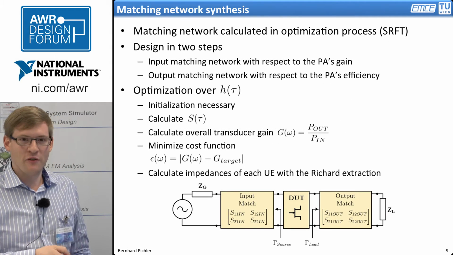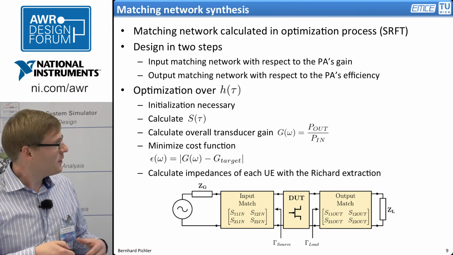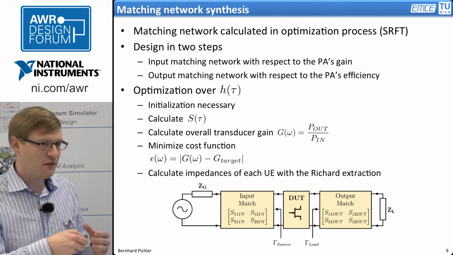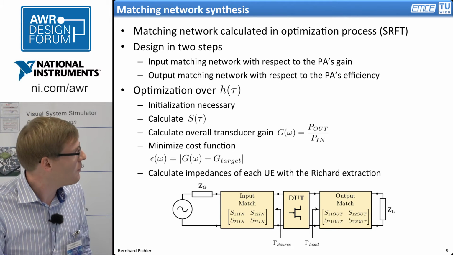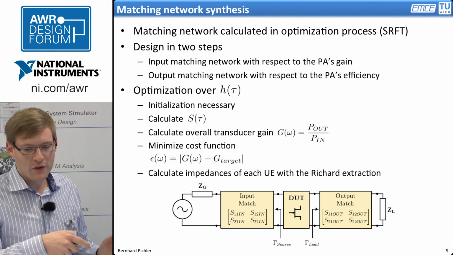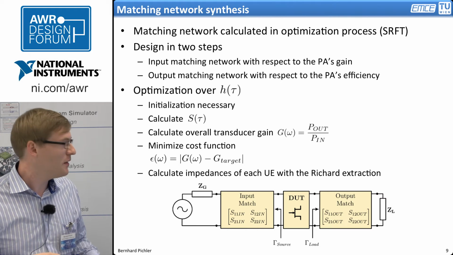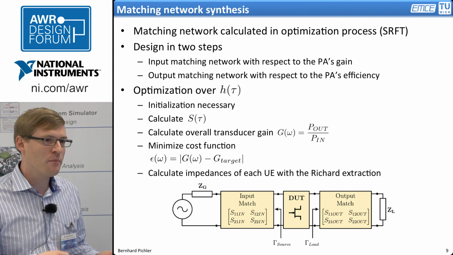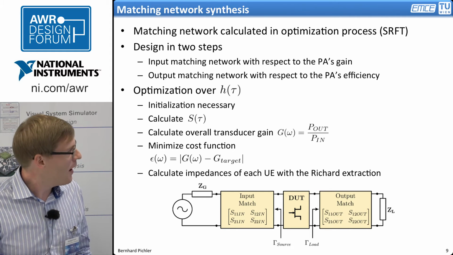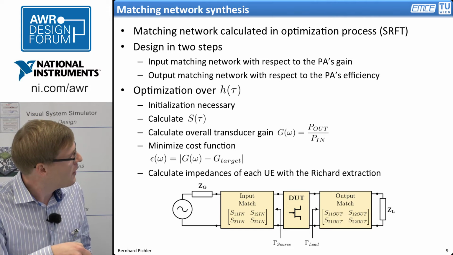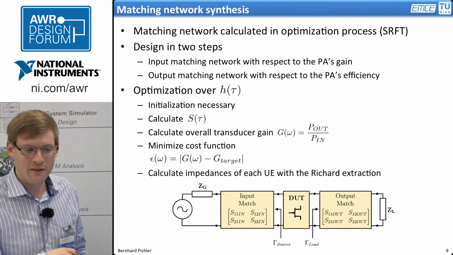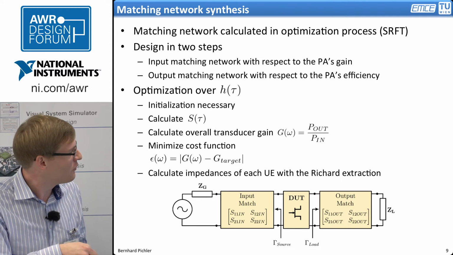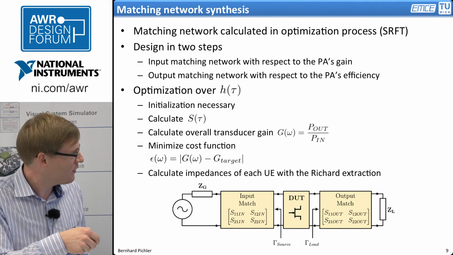And this is where the SRFT comes into play. It is done in an optimization process. You start with the polynomial h of tau, which first has to be initialized to any number. Then you can calculate f of tau, which is only determined by transmission zeros at DC. This depends on whether you have a high-pass or low-pass topology for your matching network, and the number of unit elements. Because you have h of tau and f of tau, you can use the losslessness condition and the reciprocity theorem to calculate g of tau. So you have the full S-parameter matrix S of tau.